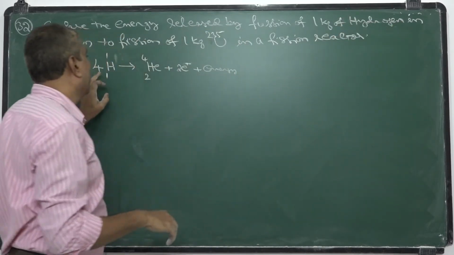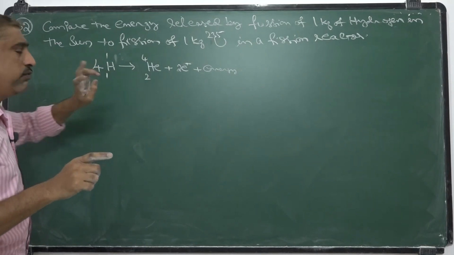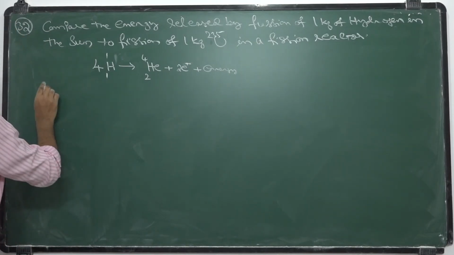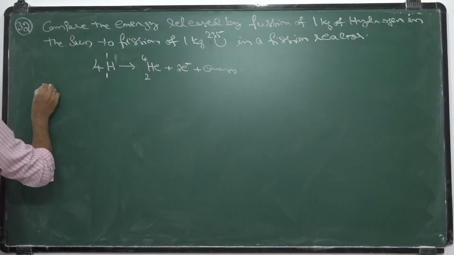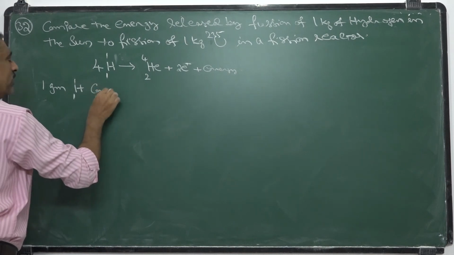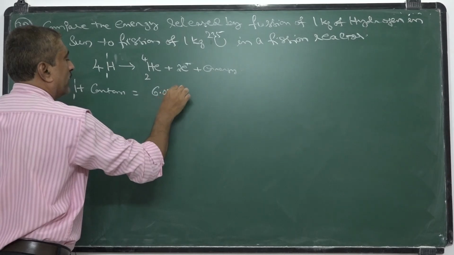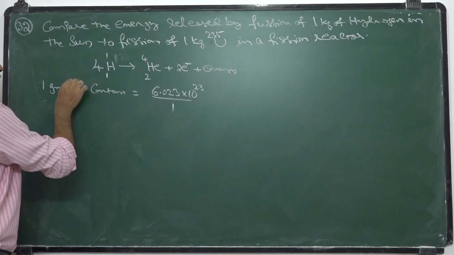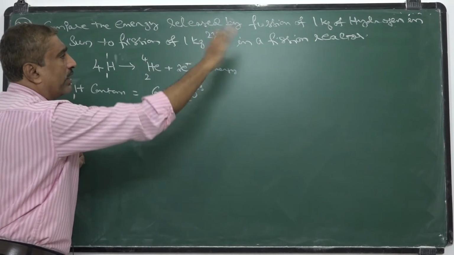Okay, so for one fusion we have to consider 4 hydrogen atoms. So first we have to calculate the number of atoms in 1 kg. First we calculate for 1 gram. So 1 gram of hydrogen contains how many atoms? It is equal to 6.023 into 10 to the power 23 by 1. Actually here the mass number is 1. So this is the number of hydrogen atoms in 1 gram.